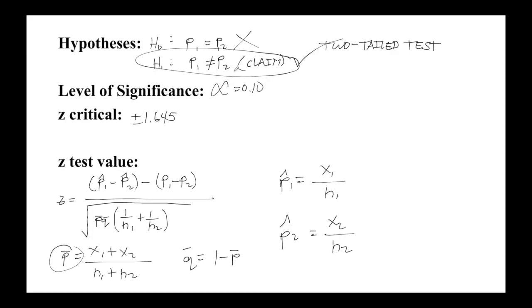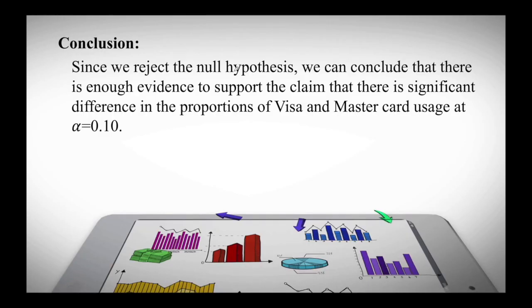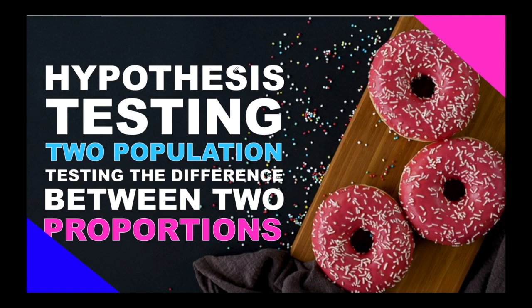So, statistically speaking, our conclusion will be, since we reject the null hypothesis, we can conclude that there is enough evidence to support the claim that there is significant difference in the proportions of Visa and MasterCard usage, again at alpha level 0.1. Lagi natin nilalagay sa dulo yung alpha level dahil there is actually a chance na mag-iba yung interpretation at also yung conclusion kapag nag-iba yung gamit natin na significant level. Okay, so I hope that is clear with you. Napaka-simple naman ng explanation, napaka step by step and detailed.